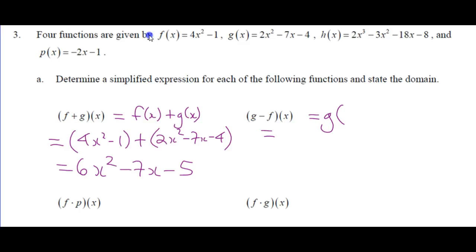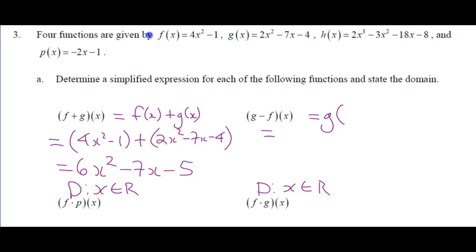And state the domain. Okay, what's the domain? x belongs to the reals. Where are we going to have domain problems? When we have quotients. So these are all polynomials. What's the domain of every polynomial function? x belongs to the reals. So if we add them, meh. Subtract them, meh. Multiply them, meh. But if you divide them, okay. So yes, domain for this one, x belongs to the reals, and so on. Okay, keep going.